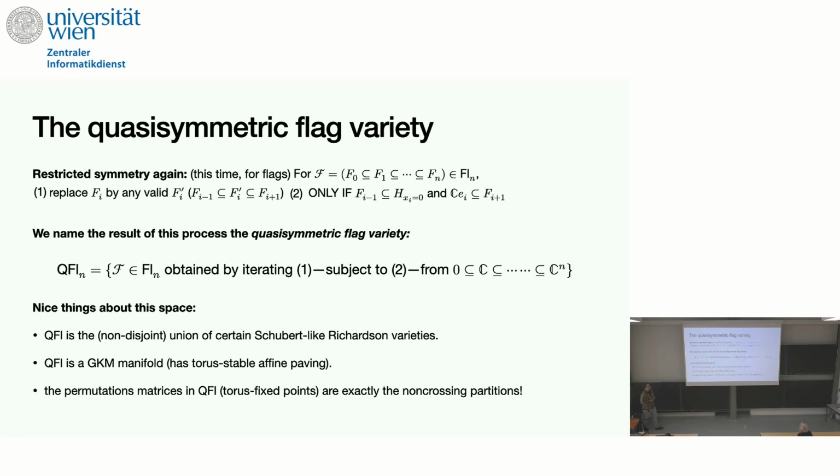This is a nice space. I'll run through some trivia. If it doesn't mean anything to you, that's okay. It's the disjoint or non-disjoint union of certain Toric-Richardson varieties that are sort of morally equivalent to Schubert varieties. It's a GKM manifold, and, interesting to this crowd, I hope, the permutation matrices inside of this space are exactly the non-crossing partitions. And if you restrict this restricted symmetry operation to just permutation matrices, what you get is actually the original definition of restricted symmetry that generated non-crossing partitions.